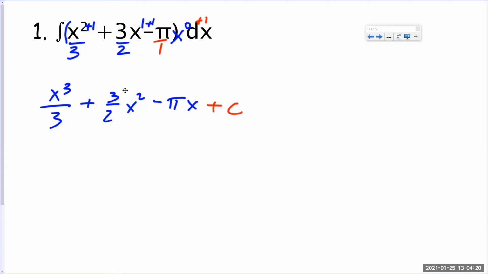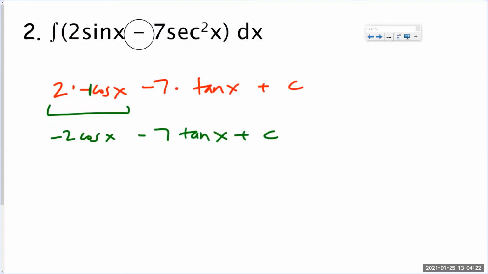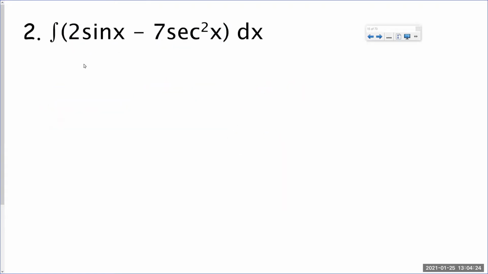Nice. Okay, let's move to this problem here. Do you see it? Okay, so here we go. We're going to take the integral of 2 sine x and the integral of 7 secant squared. The integral of 2 sine x is, do you see the 2 pulls out? So what's the integral of sine x? Any idea? Negative cosine x.